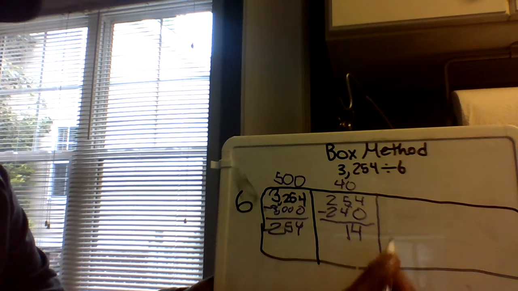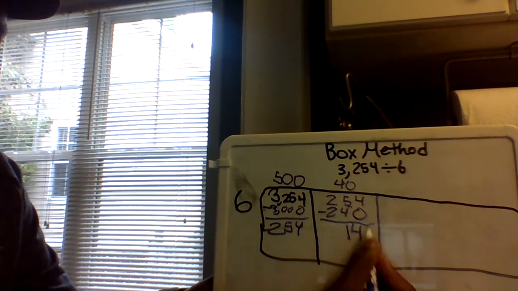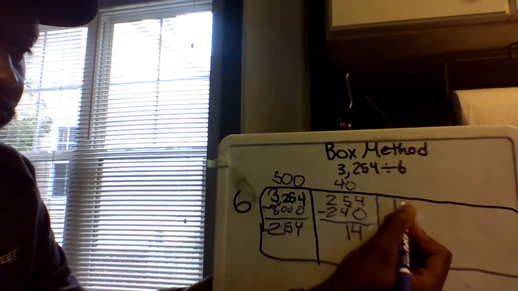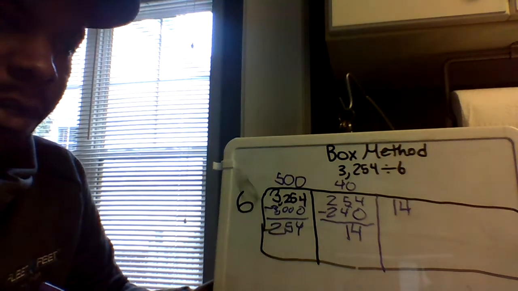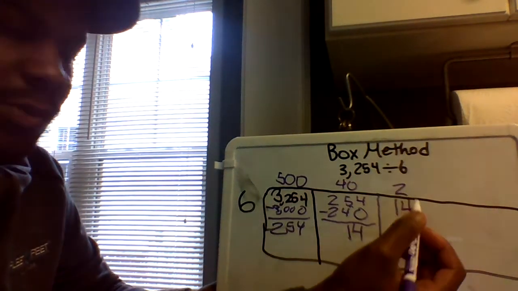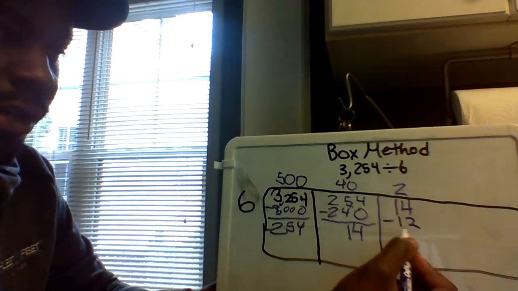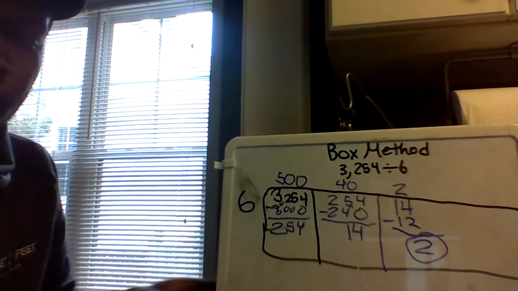And then the same thing. This would be the last chunk of our box. My number here, what I get as my difference, is going to come up here, 14. 6 goes into 14 twice because 6 times 2 is 12. And then I subtract. 14 minus 12 is 2. So that is my remainder.